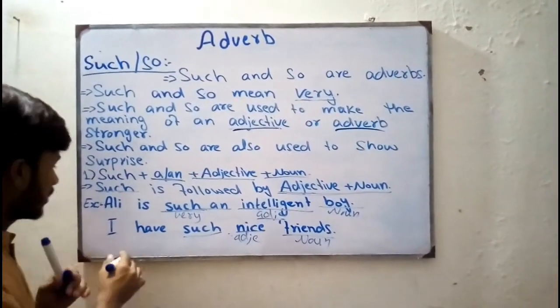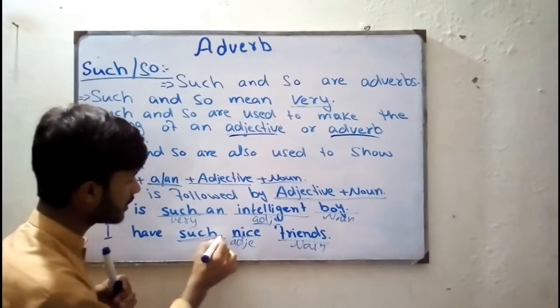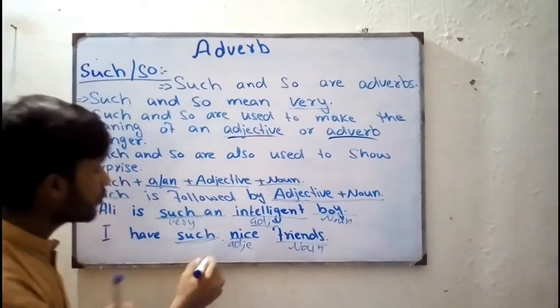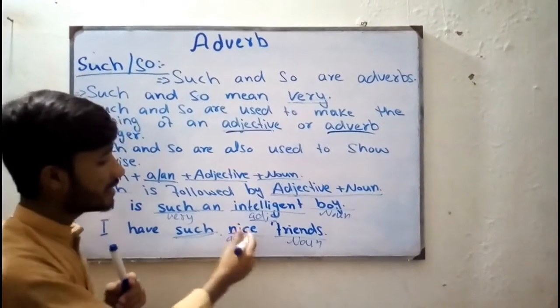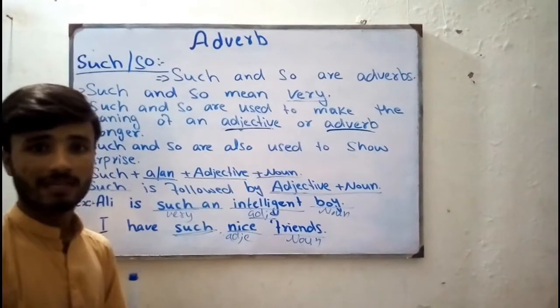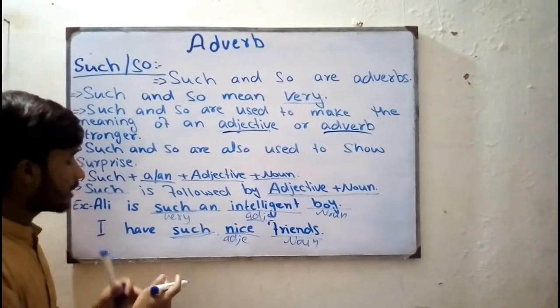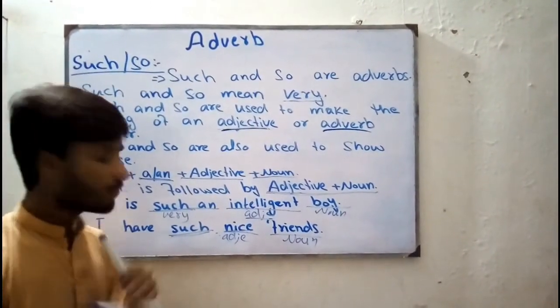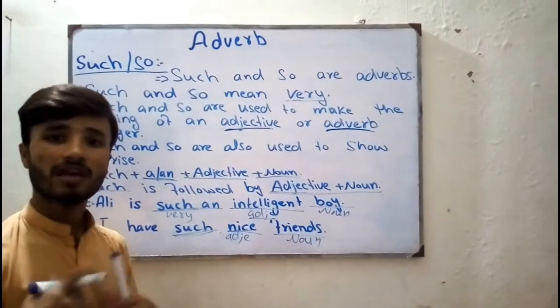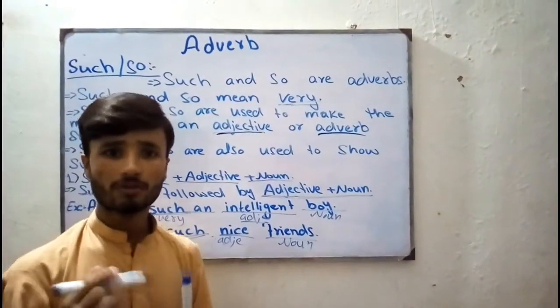दूसरी एग्जाम्पल देखिए. I have such nice friends. मतलब मैंने सच को एडजेक्टिव और नाउन से पहले इस्तेमाल किया. Is this clear guys? Now अब इस एग्जाम्पल का क्या मतलब हुआ? I have such nice friends. मेरे बहुत अच्छे दोस्त हैं. Is this clear? Now it has also a note.